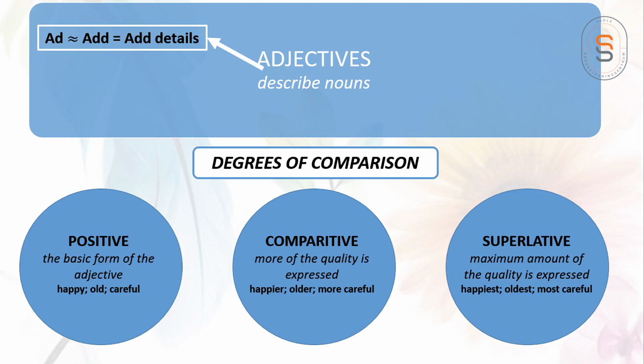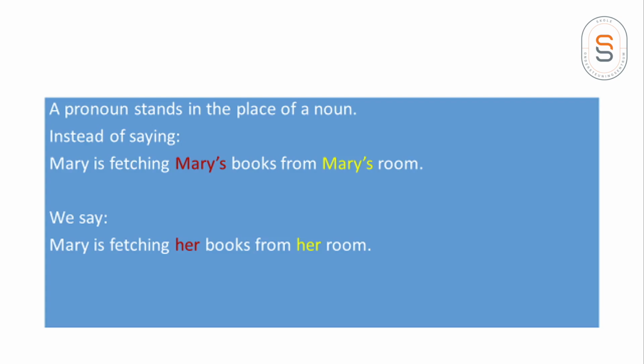So make very sure about your adjective there, but the function of your adjective is to describe a noun. Right, now we get to a pronoun. Very basic. A pronoun stands in the place of a noun. So instead of saying Mary is fetching Mary's books from Mary's room, we say Mary is fetching her books from her room. So there's the pronoun that stands in the place of the noun. Right, so a pronoun can always replace a noun.